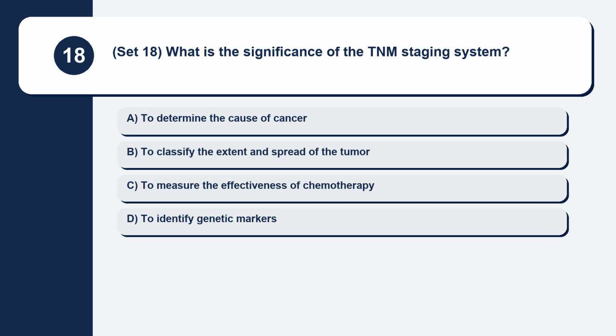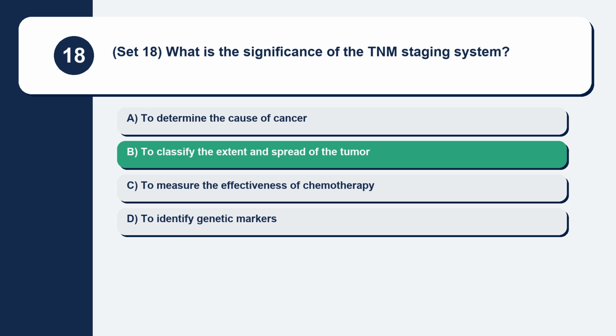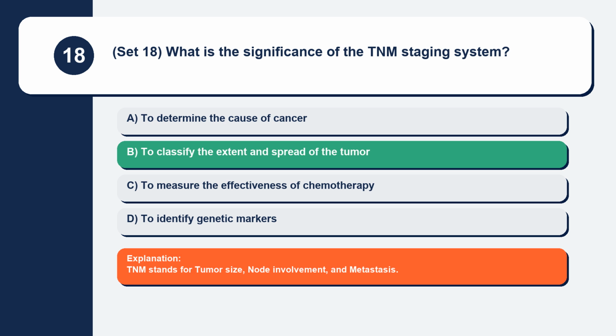Question 18. Set 18. What is the significance of the TNM staging system? To determine the cause of cancer, to classify the extent and spread of the tumor, to measure the effectiveness of chemotherapy, to identify genetic markers. TNM stands for tumor size, node involvement, and metastasis.